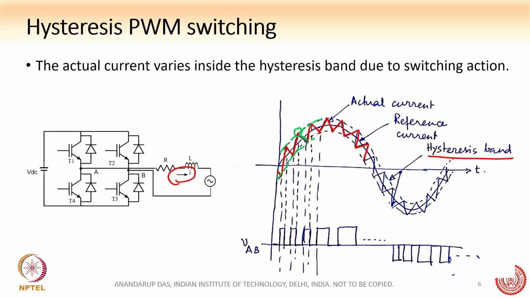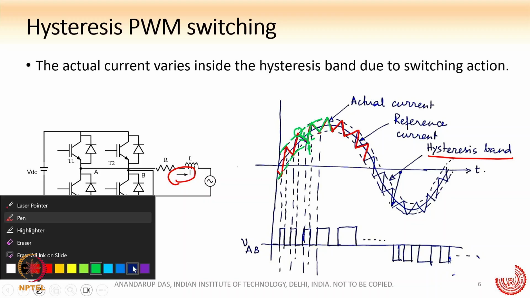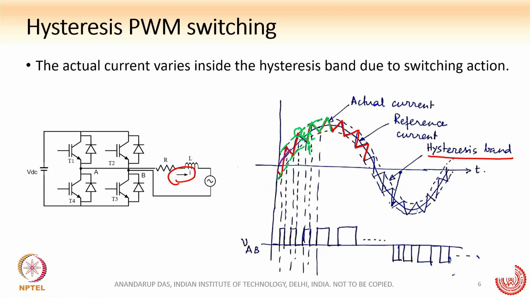You can see here the current is forced to go down, and it hits the lower boundary of the band. When it hits the lower boundary of the band, it is again forced to go up. In this way the current is always within the band, hitting the lower boundary and then going up and hitting the upper boundary, again going down and going up. So with this strategy, we can follow the reference current.